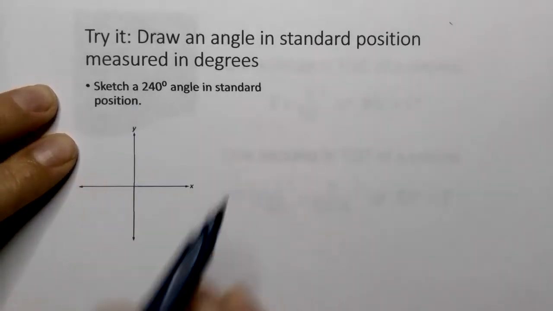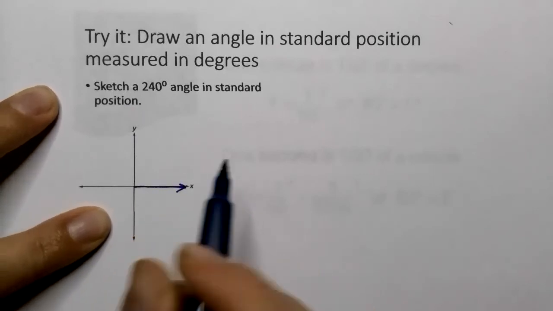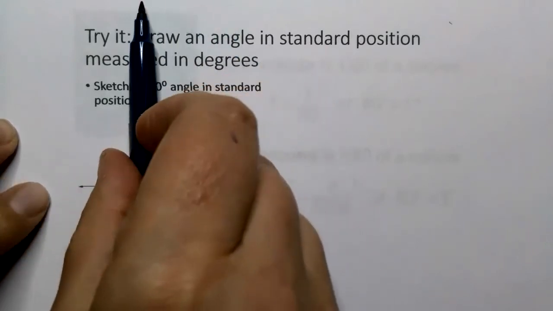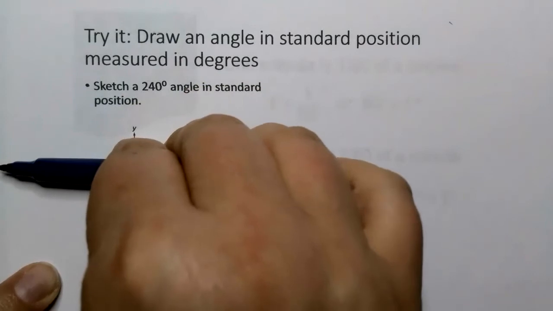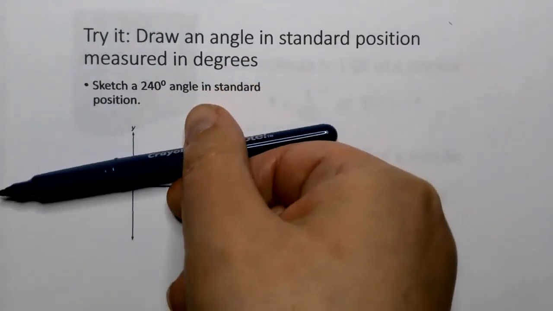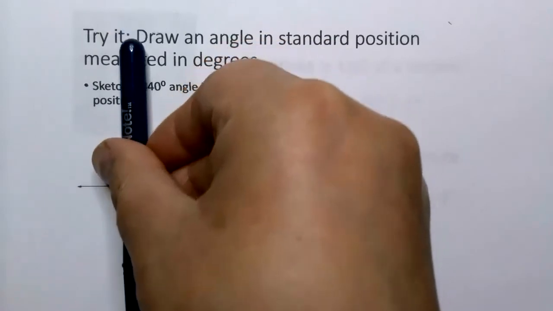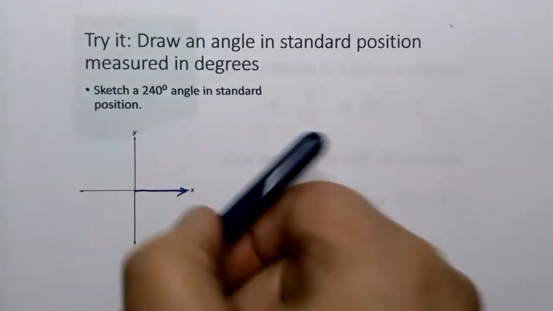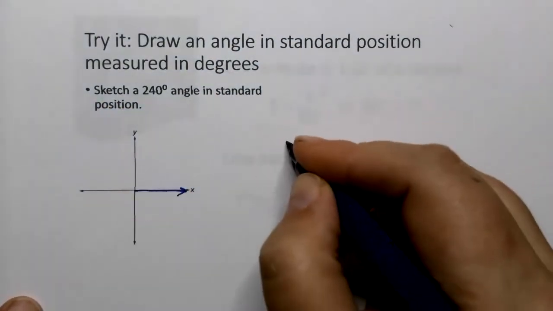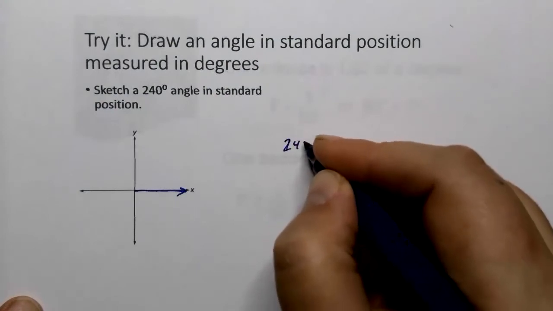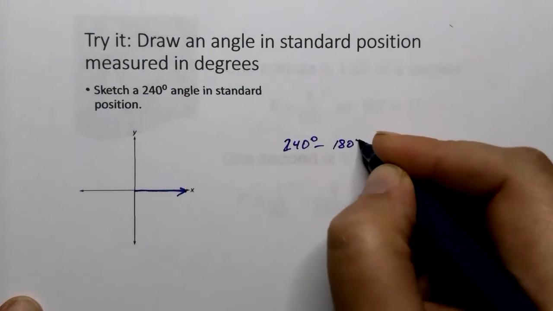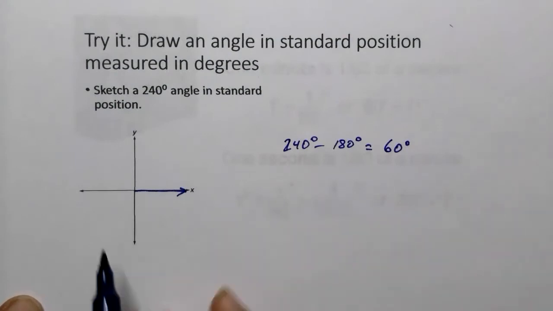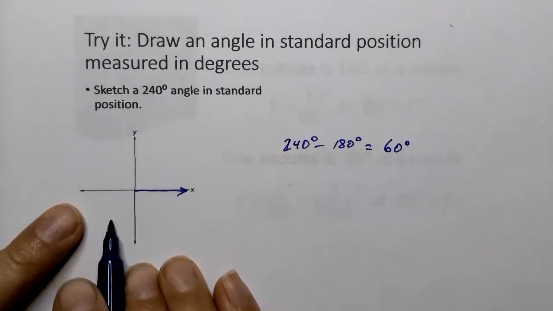So 240, it's positive, so that means that we're going counterclockwise. So it's bigger than 90, it's bigger than 180, but it's not quite 270. Remember, this position is 270. So it's going to be in the third quadrant, but how far into the third quadrant is it going to go? So if we have 240 and subtract 180, that will leave us with 60. Okay, so it's 180 plus 60.